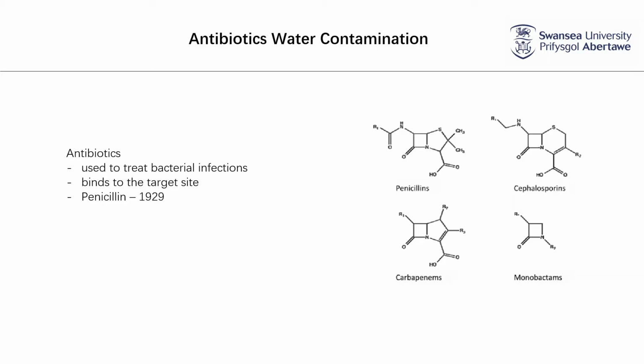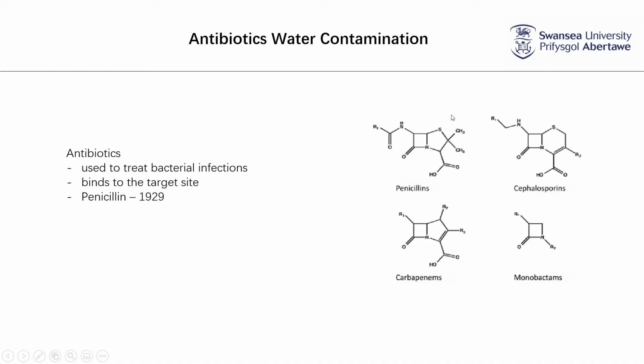First, let me briefly introduce antibiotics. Antibiotics are compounds which are used to treat bacterial infections, and they do so by either killing or inhibiting the growth of the infection by binding to one of the reproductory proteins of the bacteria. Here we have some examples of antibiotic families. We have penicillins, cephalosporins, carbamazepines, and monobactams.